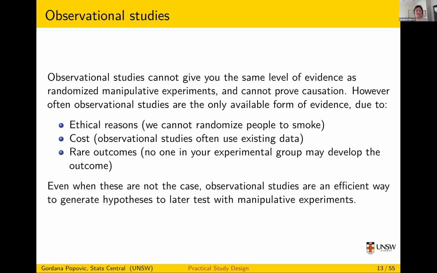For different reasons, ethical reasons, where we can't randomize people to smoke, for example, because of cost. Randomized control trials are incredibly expensive. Or if you have rare outcomes, you might do a randomized control trial and nobody might get the outcome that you are looking for, and then you've wasted all this money. So there's lots of reasons why you might want to do observational. And even if these are not the case, observational studies are a really good way to generate hypotheses that you can then later on test in a clinical trial. So they're really good things to do in general.